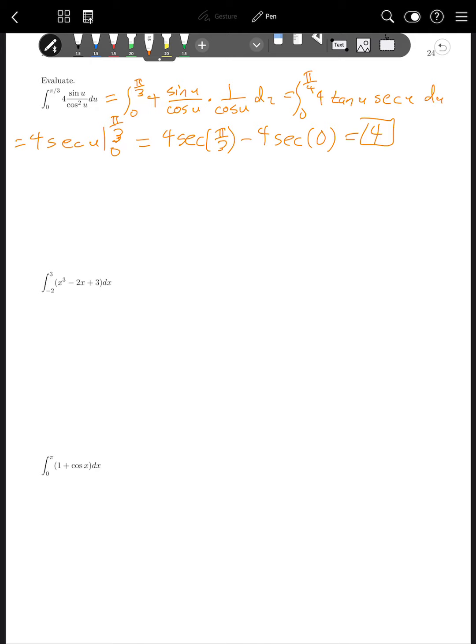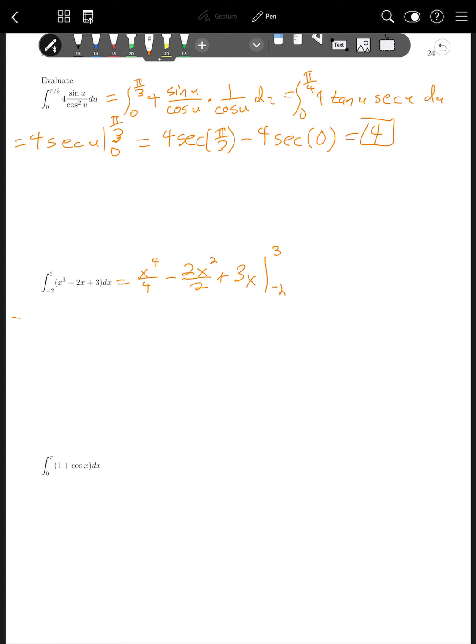Okay, so that's the idea. Like I said, the other two are a little bit easier here. So for this one, we just do the antiderivative, right? These are easier ones to do the antiderivative. So the antiderivative of x to the third is x to the fourth over 4. The antiderivative of 2x is 2x squared over 2. And the antiderivative of 3 is 3x, from negative 2 to 3.